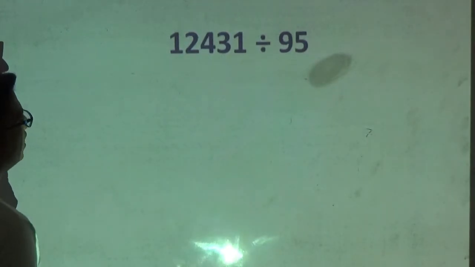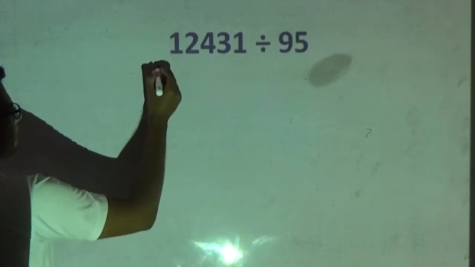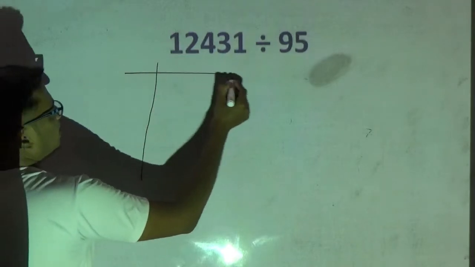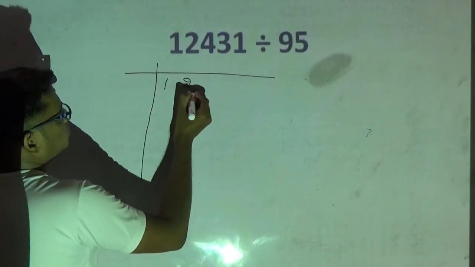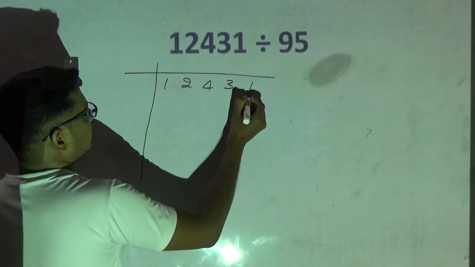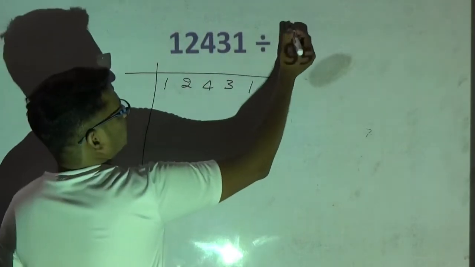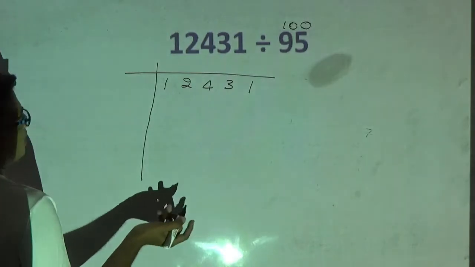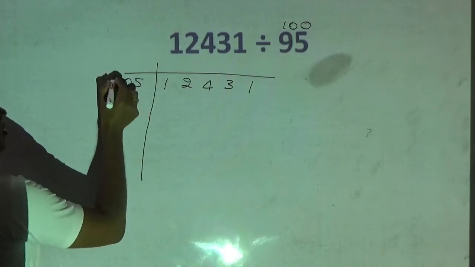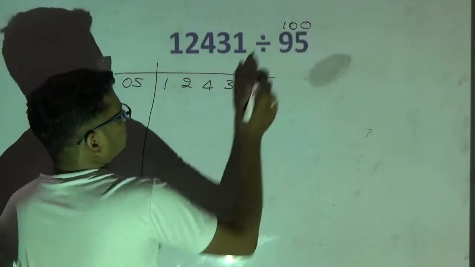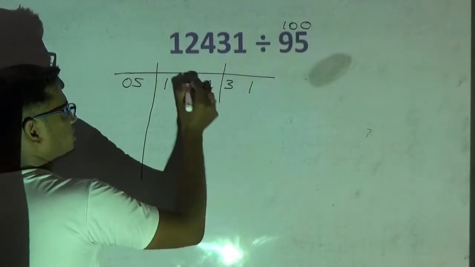Now I am going to divide the given number by 95. 1, 2, 4, 3, 1 by 95. What is the base? The base is 100. It is below base by how much? 5. Below means plus symbol, I have already told. Base got how many 0? 2 0. Split 2 digits now.